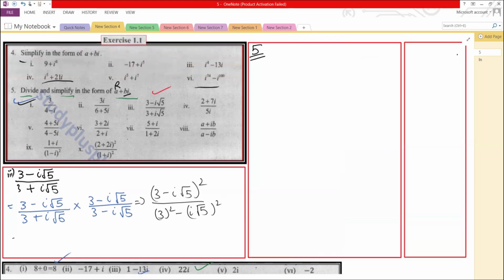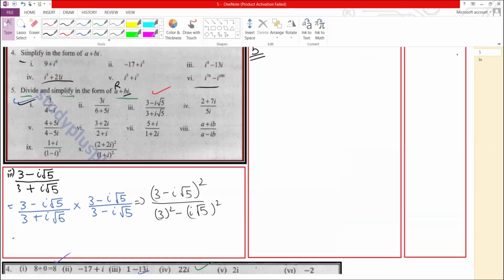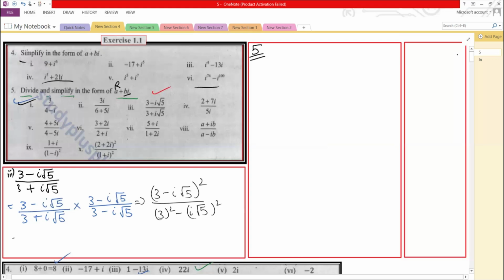Okay. Now let's solve this. So here we can apply a minus b whole square. So what we will do is a square plus iota under root 5 minus 2 times a into b.